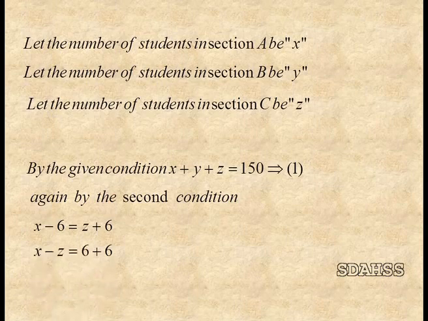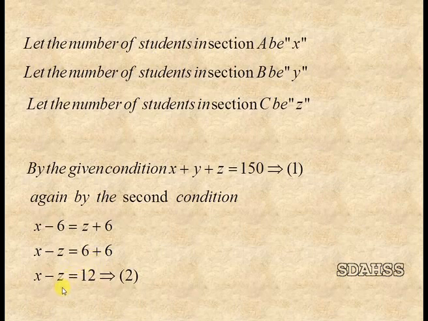So this becomes x minus z. Bring this z to the other side, it becomes negative. So x minus z is equal to 6 plus 6. 6 plus 6 means 12. So x minus z is equal to 12. Mark it as the second equation.